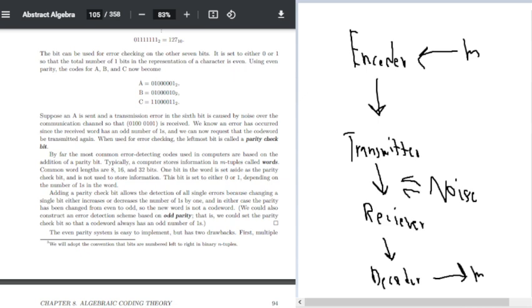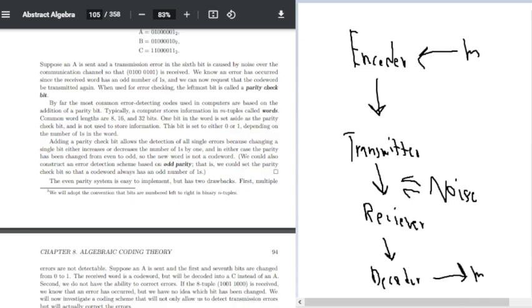When used for error checking, the leftmost bit is called a parity check bit. By far, the most common error detecting codes used in computers are based on the addition of a parity bit. Typically, a computer stores information in m-tuples called words. Common word lengths are 8, 16, and 32 bits. One bit in the word is set aside as the parity check bit and is not used to store information. This bit is set to either 0 or 1, depending on the number of 1s in the word.